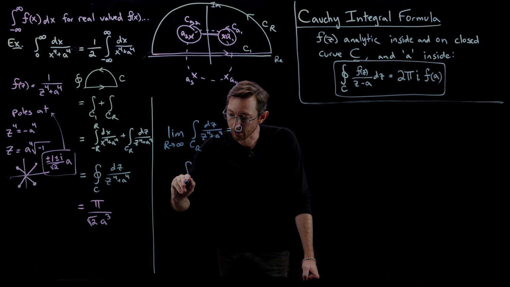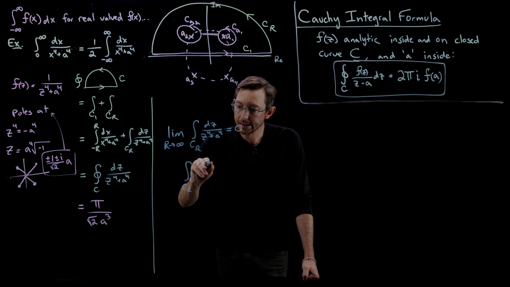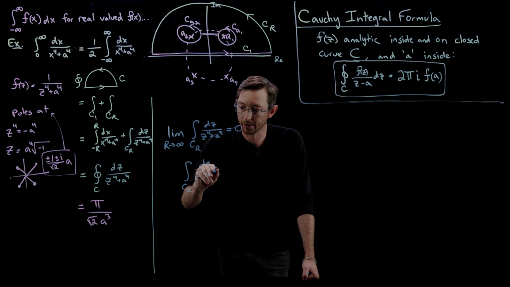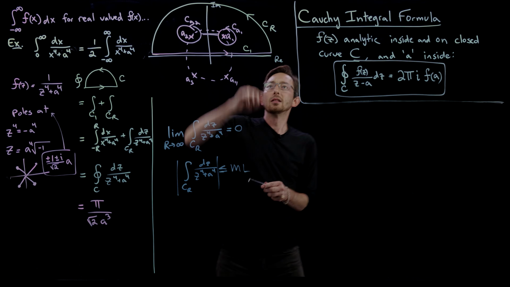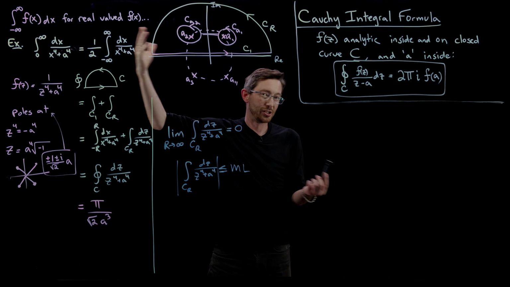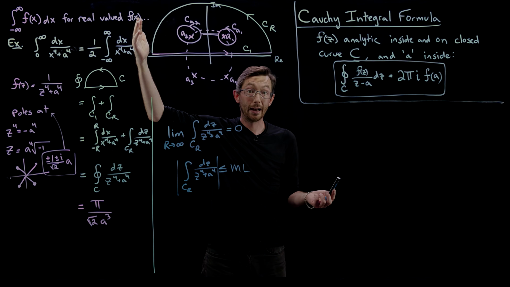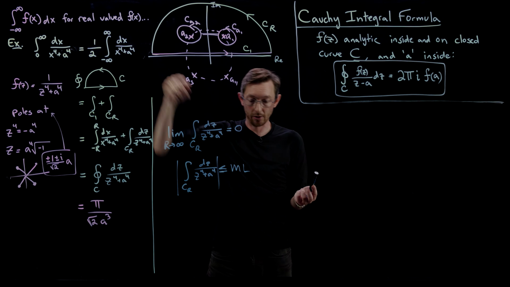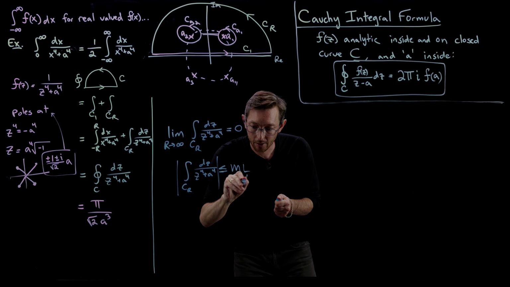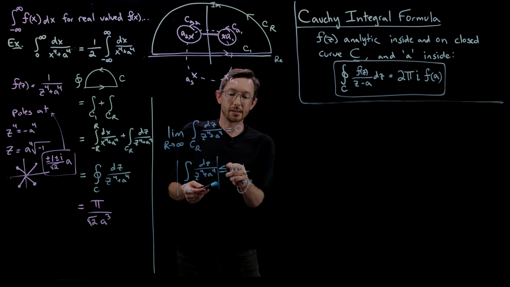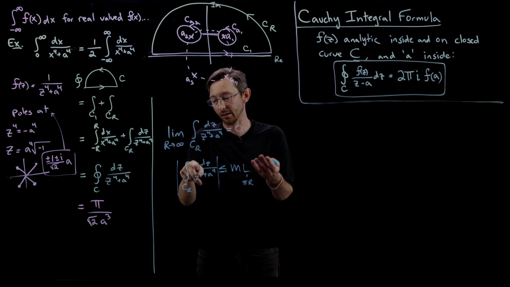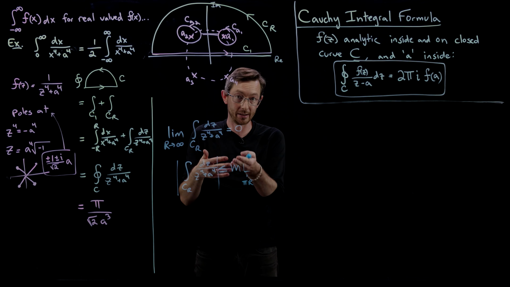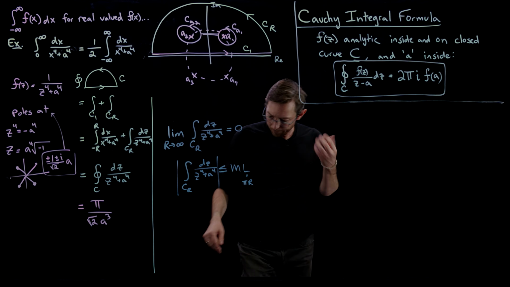So I'm going to show that the norm of the integral around C_R of dz over z to the 4th plus a to the 4th is going to be less than or equal to M times L, where L is the length of this curve, which is pi r. Okay, pi r is the length of this curve. And M is going to be kind of the max value of the function on this radius, which I'm going to claim is going to be something like 1 over r to the 4th. So it's going to decay way faster than r grows.